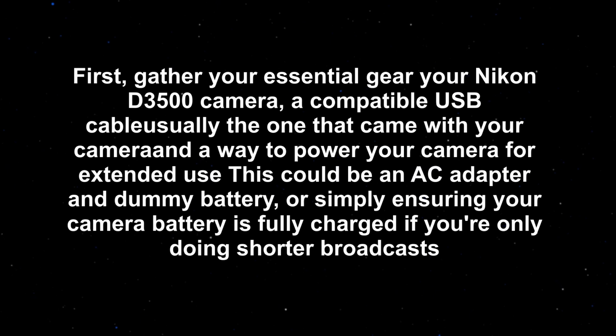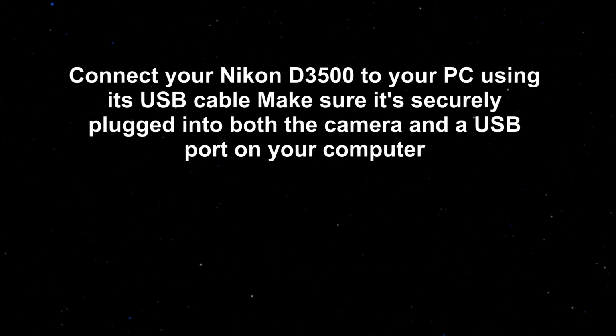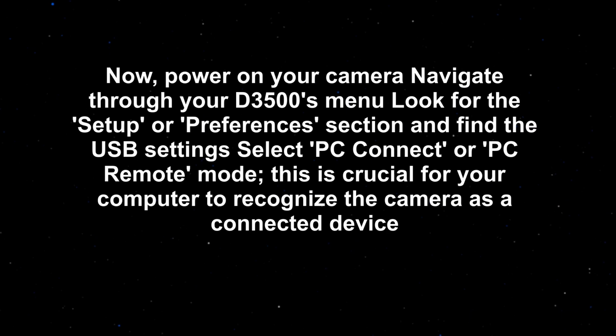If you're only doing shorter broadcasts, connect your Nikon D3500 to your PC using its USB cable. Make sure it's securely plugged into both the camera and a USB port on your computer. Now, power on your camera. Navigate through your D3500's menu, look for the Setup or Preferences section, and find the USB settings. Select PC Connect or PC Remote mode. This is crucial for your computer to recognize the camera as a connected device.